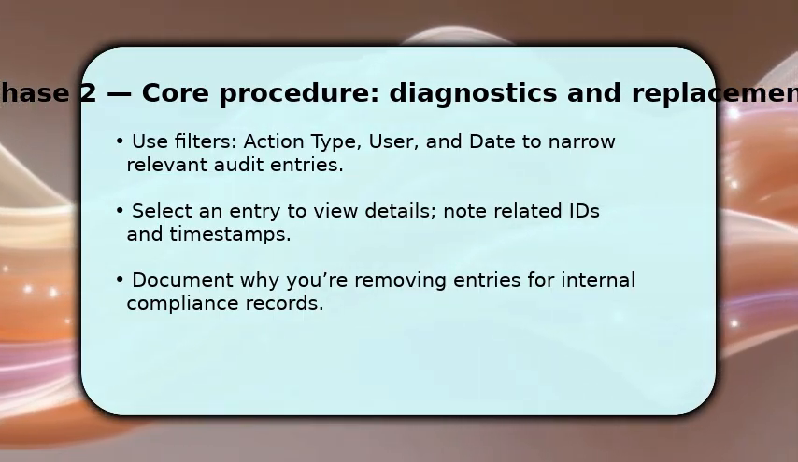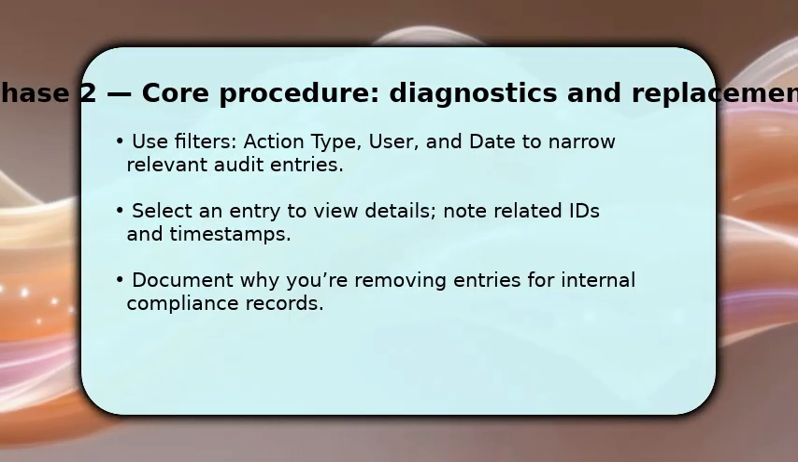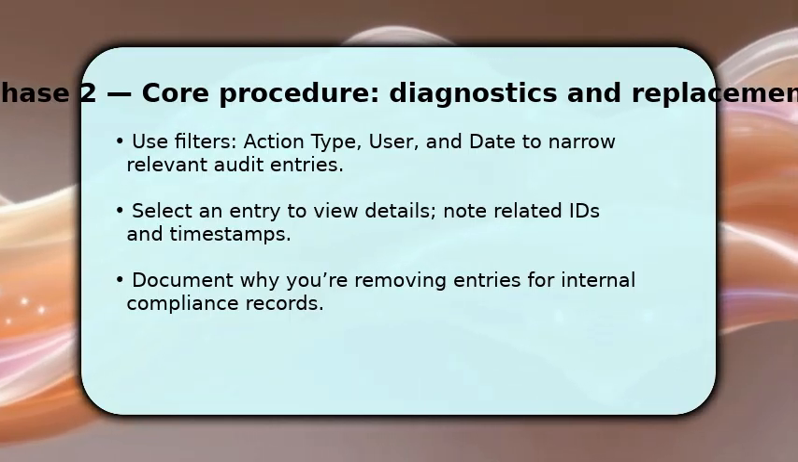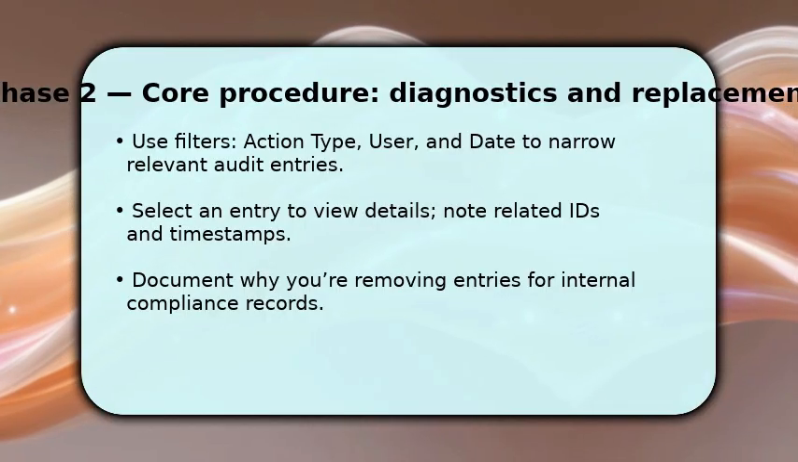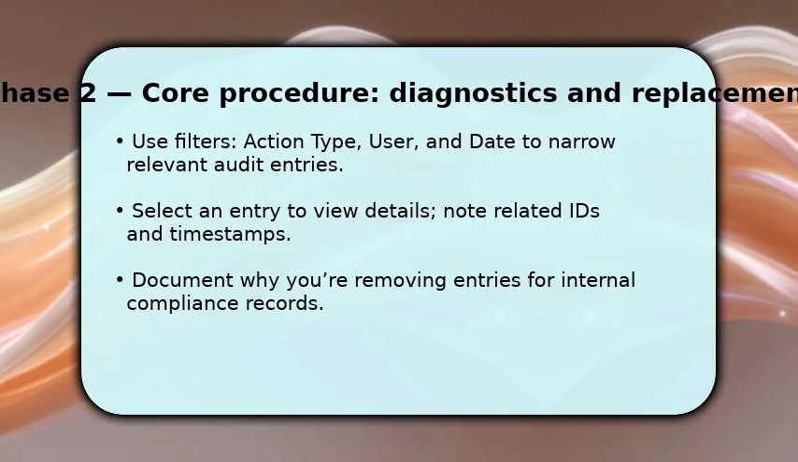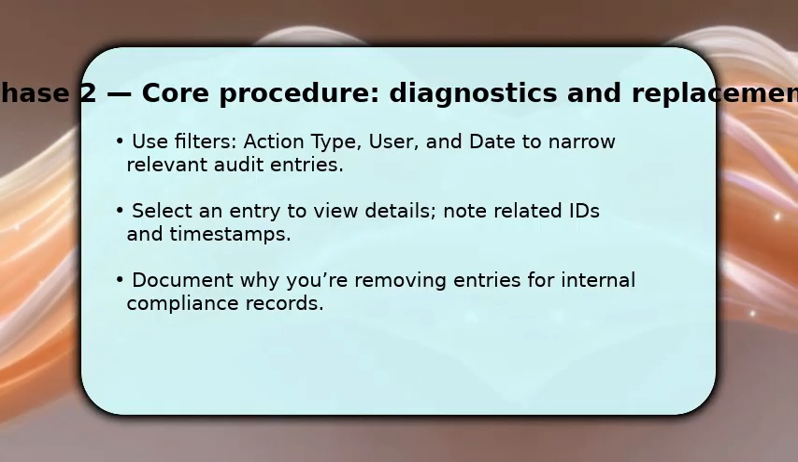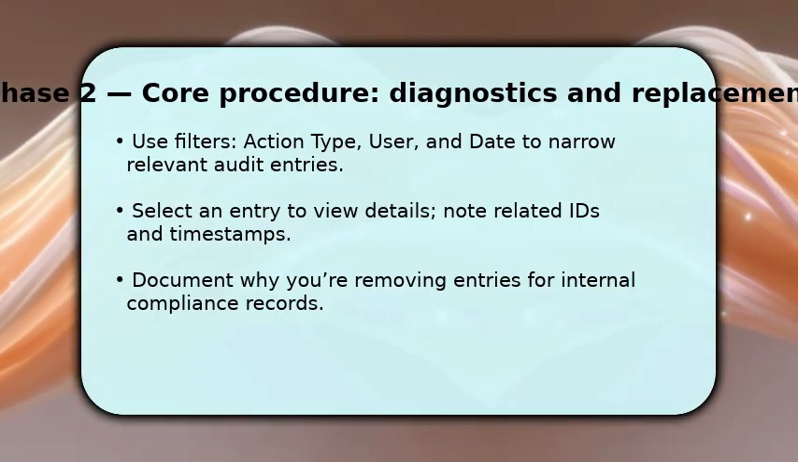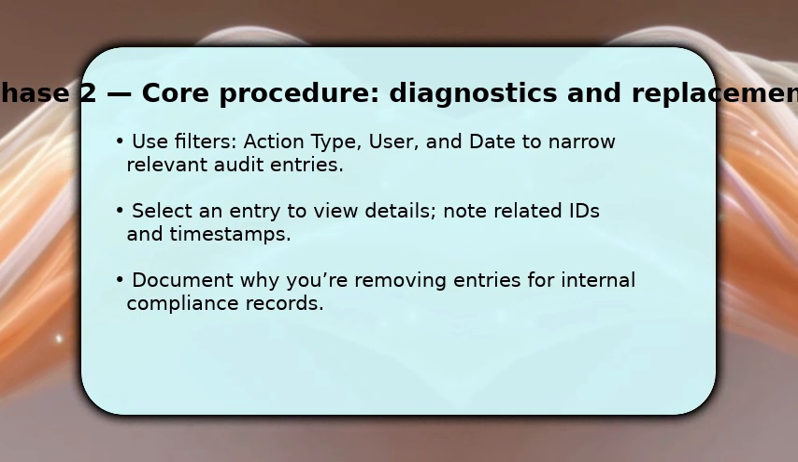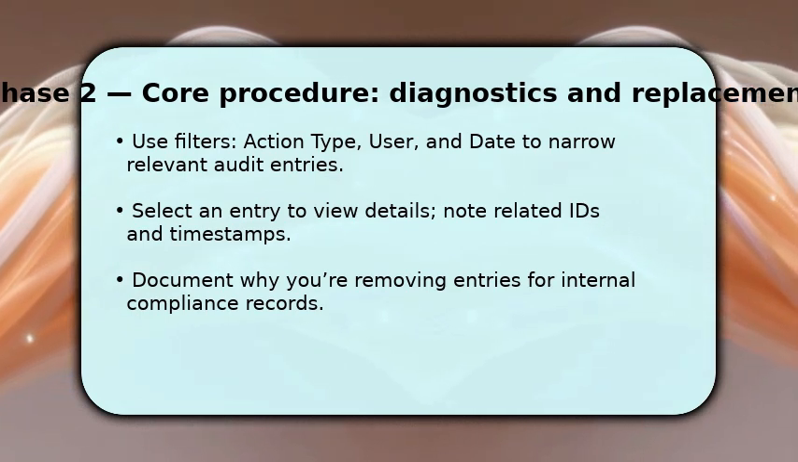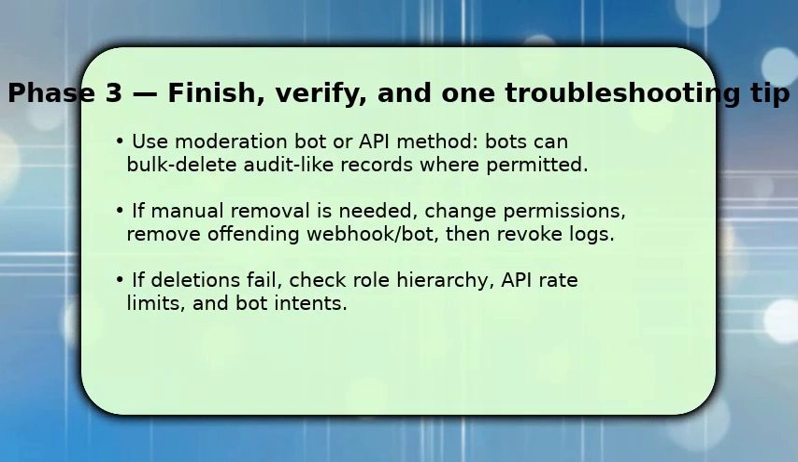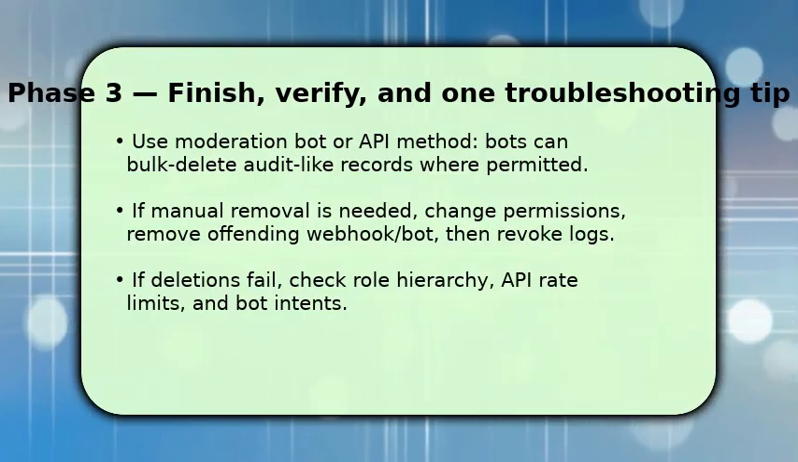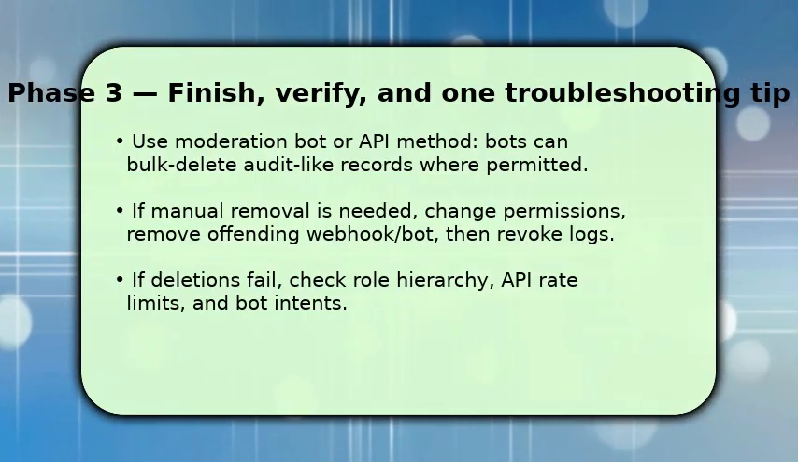Make sure you document the reason for deletion in an internal log, because audit logs exist to track changes. Removing entries affects server transparency. If removal is approved, prepare to act quickly and carefully. To delete, you typically rely on a moderation bot or the Discord API. You cannot edit Discord's native audit log entries through the UI. Bots can remove related content or reverse actions.